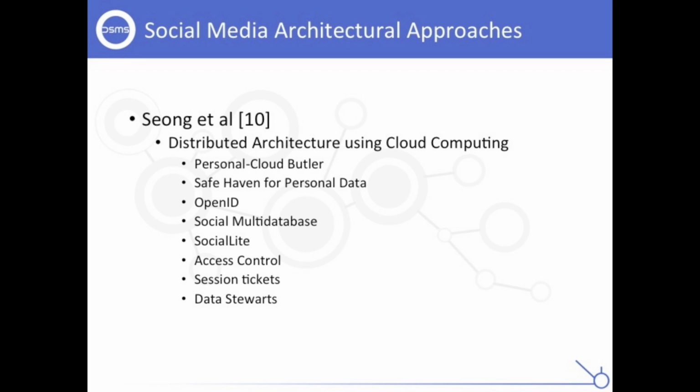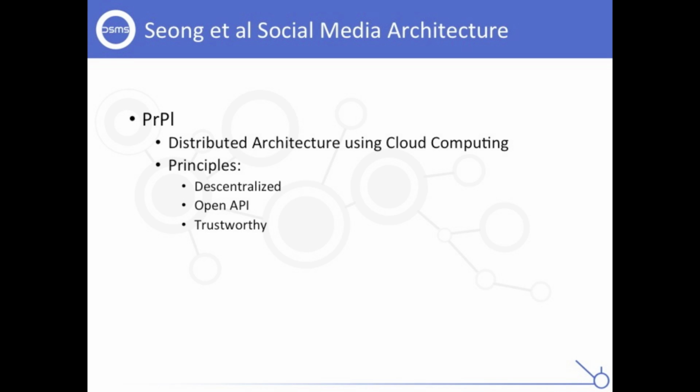Next, we are going to talk about Seung et al. He doesn't propose a peer-to-peer system, but he proposes a distributed architecture using cloud computing. Seung et al. presents the PRPL, which is a distributed architecture using cloud computing. It is based on three principles. It is decentralized, it has open API, and it's trustworthy.